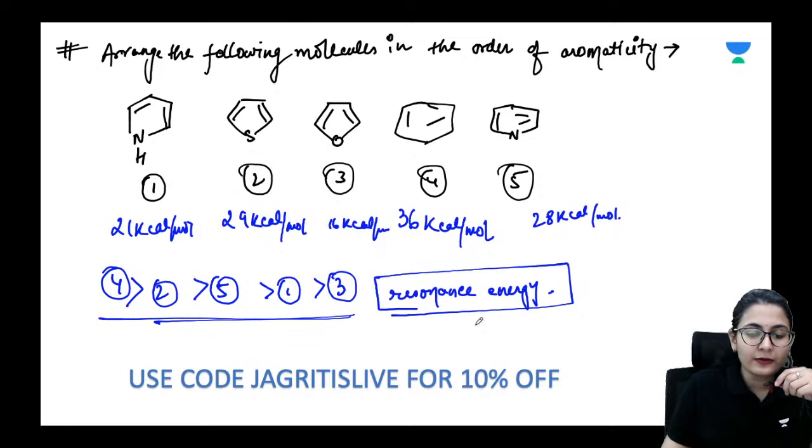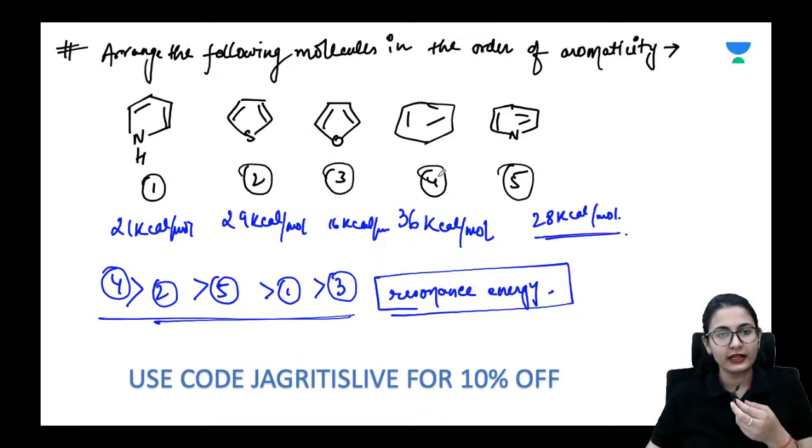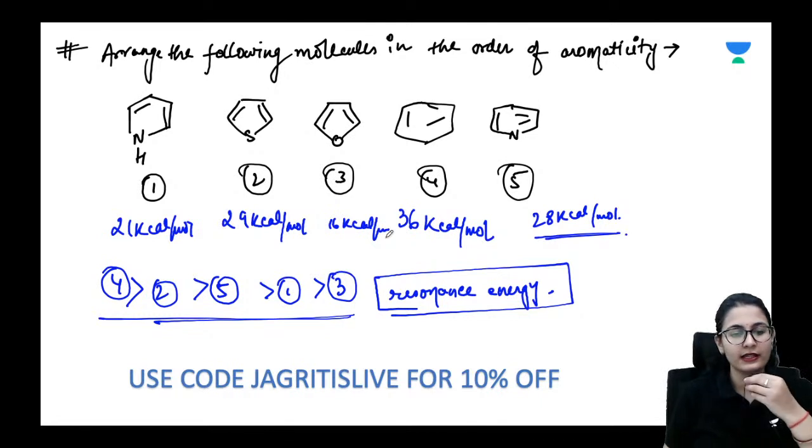Now, this is one question we have done on the same concept. Let's do more questions. Pyridine's value is 28 kilocalorie per mole with respect to benzene. So yes, 36 kilocalorie for benzene and 28 kilocalorie for pyridine.